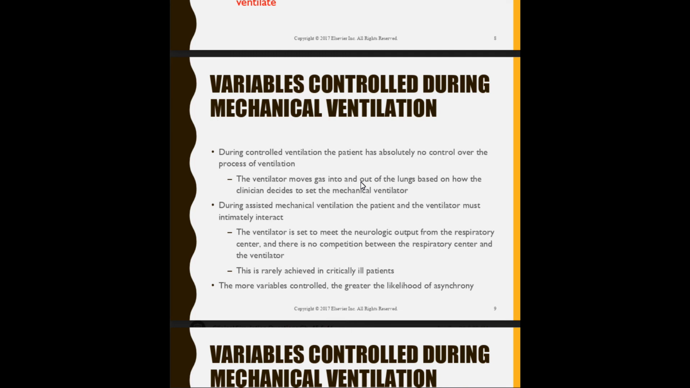So if I have someone on SIMV of 12, tidal volume at 500, when they trigger the breath, they're not going to get 500. They're going to get whatever they get. So if they were able to breathe 420 that one breath, they get 420. If the next time they have a spontaneous breath they get 500, they get 500. That's going to be based on the patient.